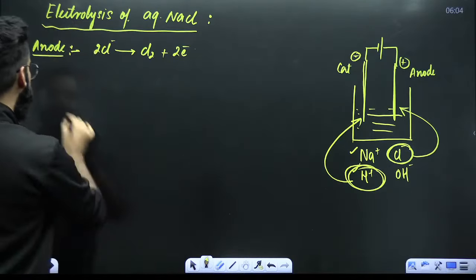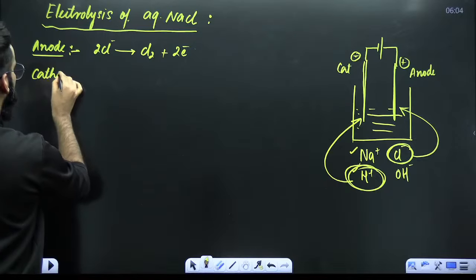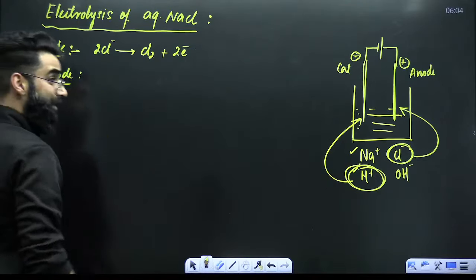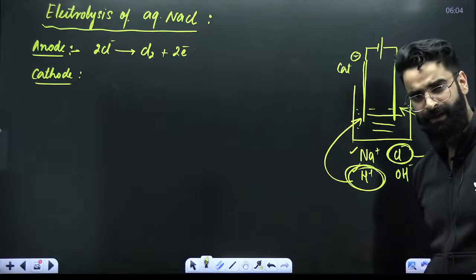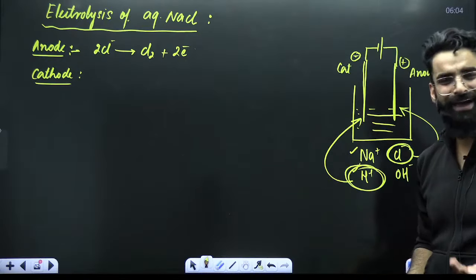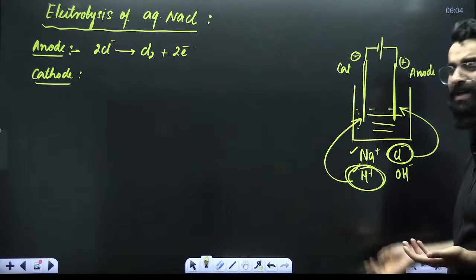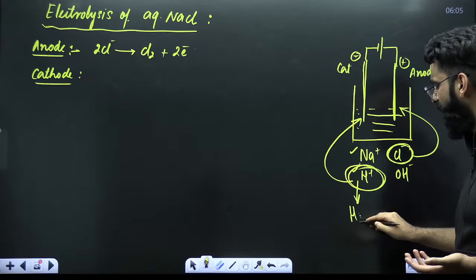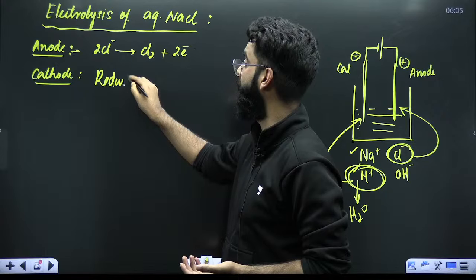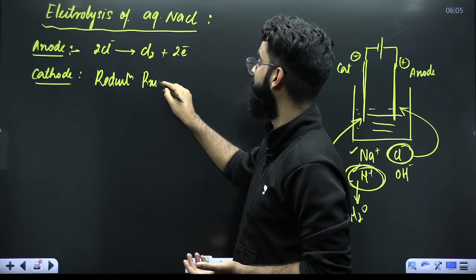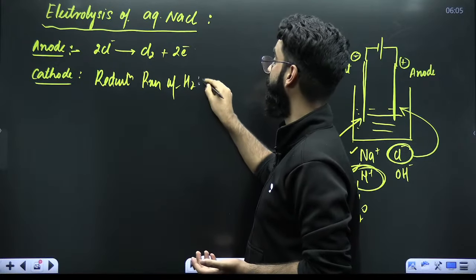Now what will be the reaction at cathode? At cathode, reduction will take place. Reduction of what? Reduction of H positive. Where has this H positive come from? H positive has basically come from water. So I would write the reduction reaction of water here.